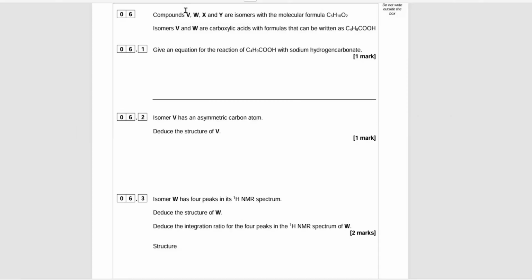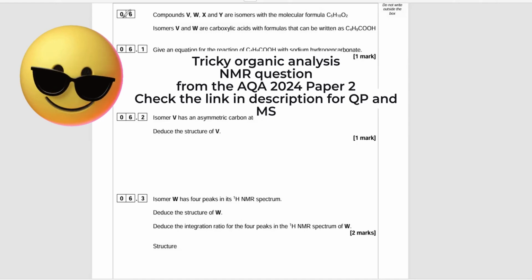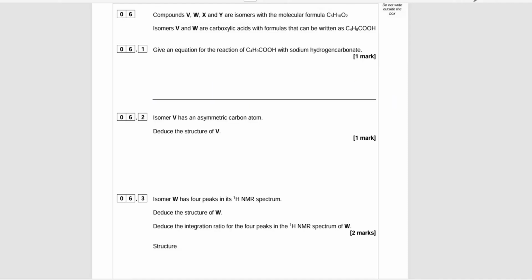Okay, this is a tricky organic analysis NMR one. So let's go. Question 6: compounds V, W, X, and Y are isomers with the molecular formula C5H10O2. Isomers V and W are carboxylic acids with formulas that can be written as C4H9COOH. Give an equation for the reaction of C4H9COOH with sodium hydrogen carbonate.